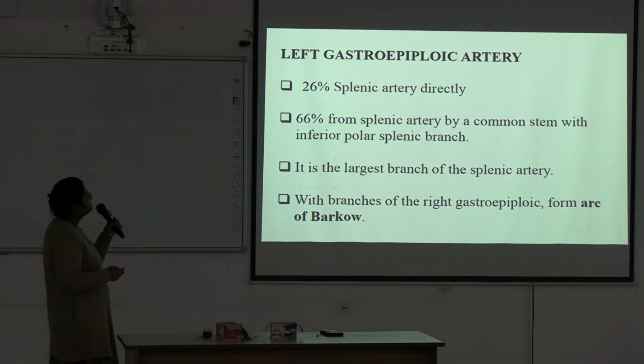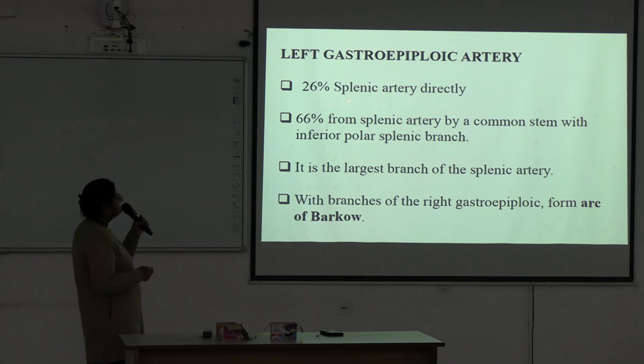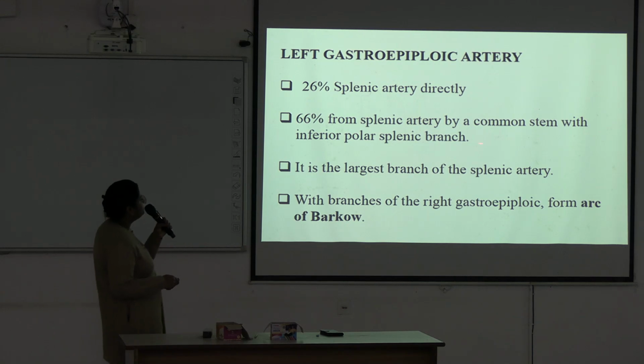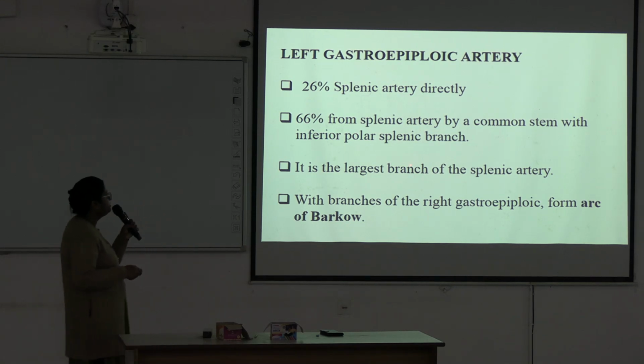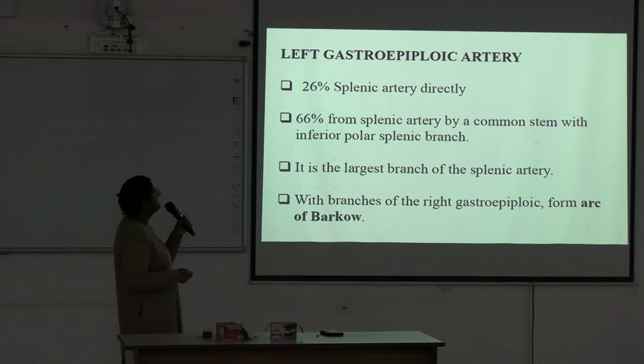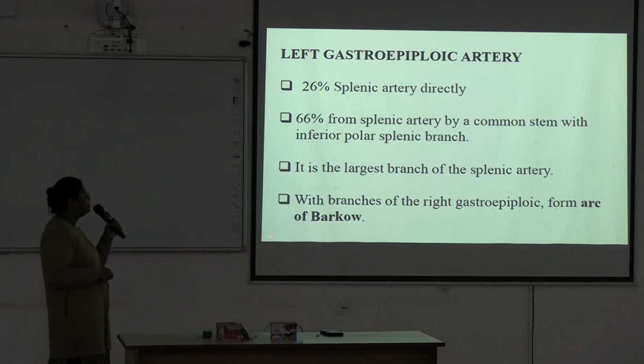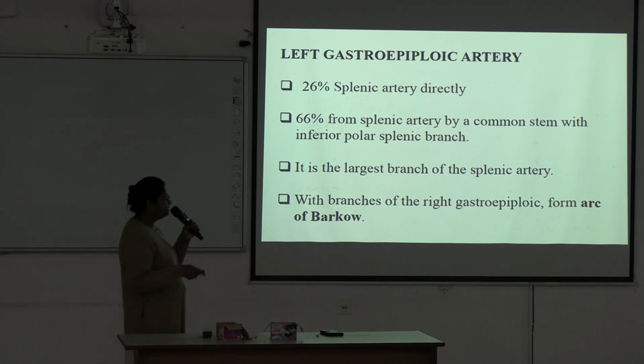Next is the left gastroepiploic artery. In 26% of cases it arises from the splenic artery. In 66% it arises from the splenic artery by a common stem with the inferior polar splenic branch. It is the largest branch of the splenic artery. With branches of the right gastroepiploic, they form the arc of Barkow. The arc of Barkow is formed along the greater curvature of the stomach.